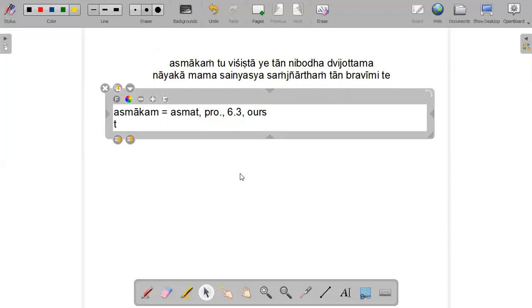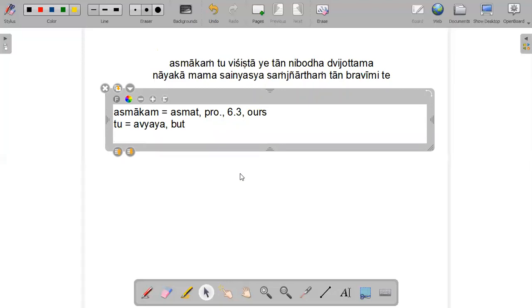Then we have tu. So tu is an avyaya. Avyaya means it remains as it is everywhere, and it can mean but. Is there any number of avyayas? There is a fixed list of avyayas, and I'll share it in the group. Two things I have to share now.